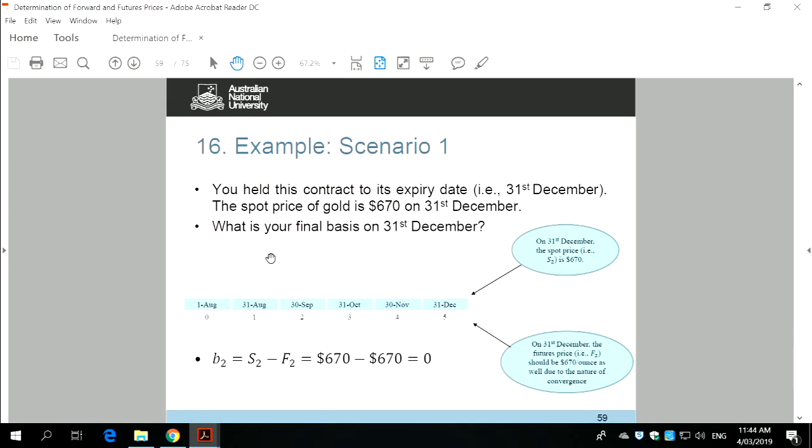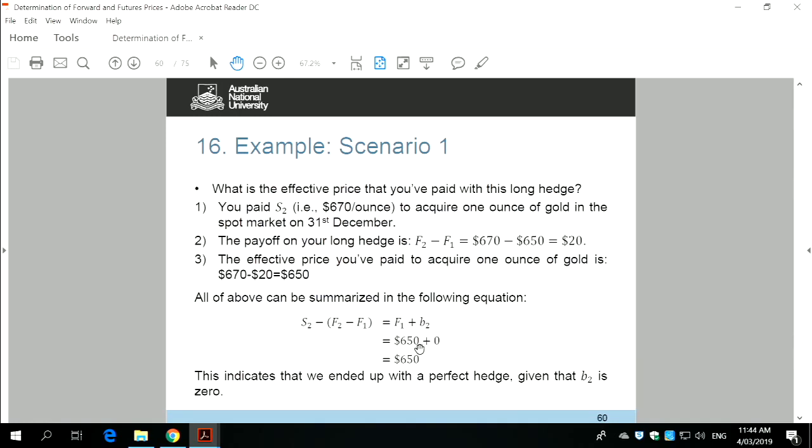Now, what is your final basis? I use a different notation to denote the final basis. S2 means the spot price at the end, and F2 means the futures price at the end. If you work out the difference, you realize your basis is in fact 0, right? Okay, so now let's work out what is the effective price that you spend to acquire that 1 ounce of gold.